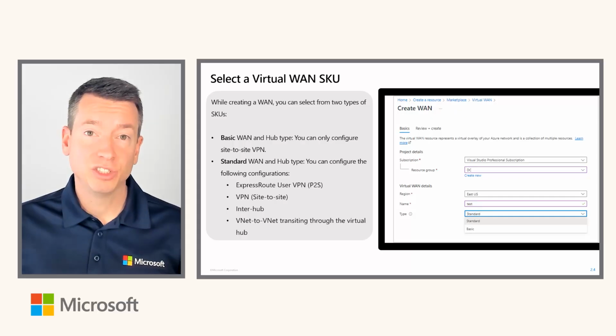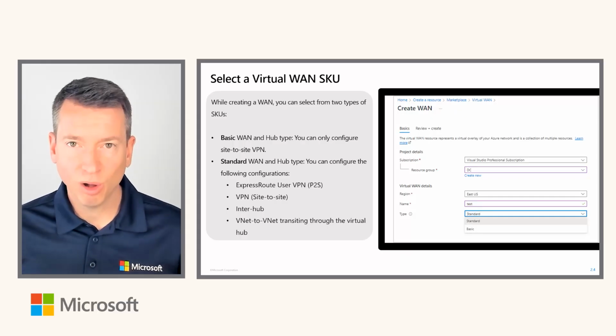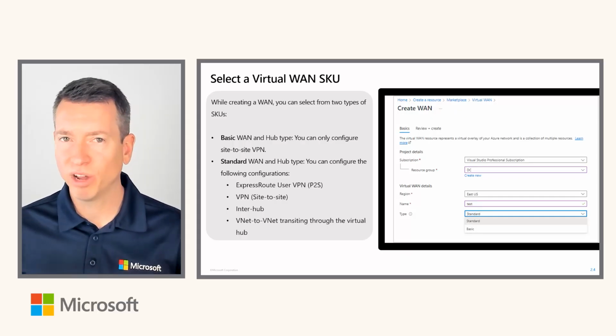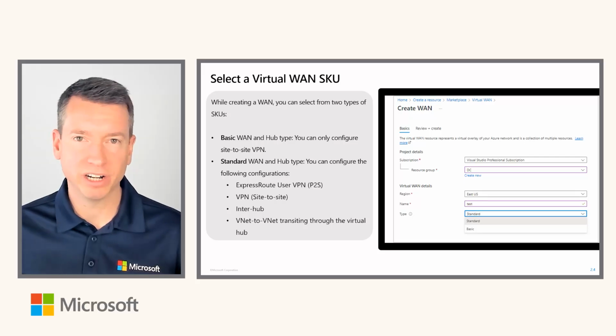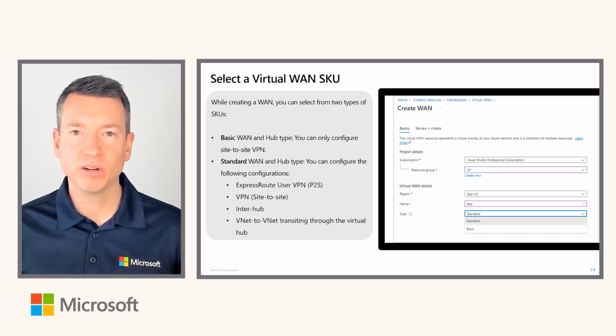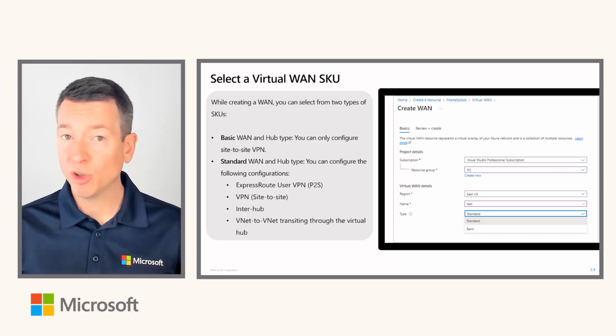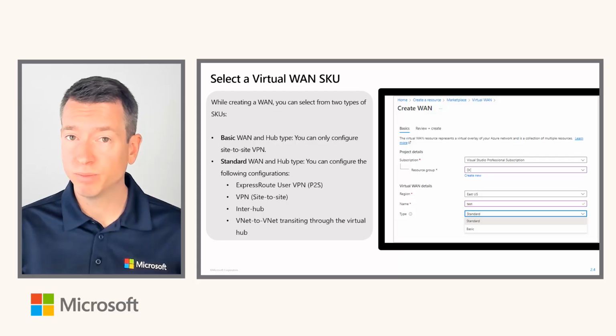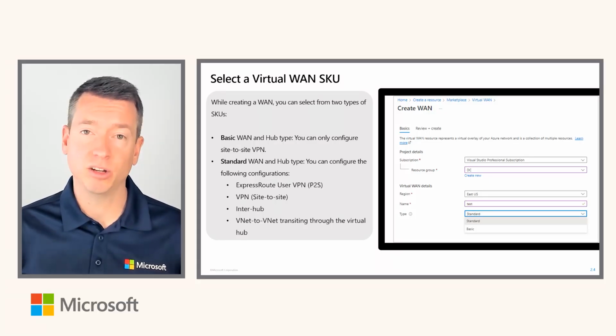Virtual WAN will manage the VNets for you along with all the related tasks like deploying firewalls, gateways, or network virtual appliances, connecting the hub VNets to each other, and maintaining the required routing in these hub VNets. You have 2 types of SKUs, basic and standard, and hub type. Remember the differences for the exam.